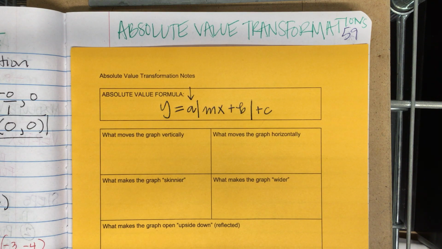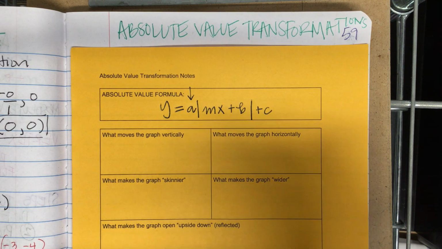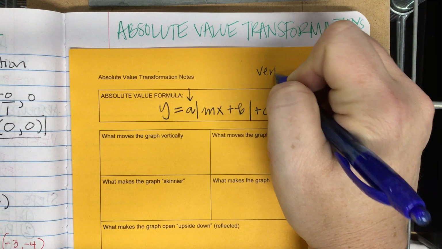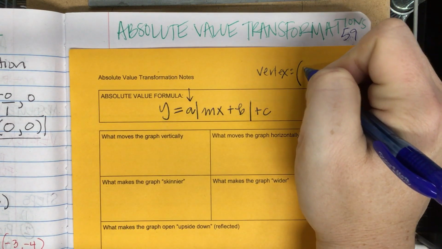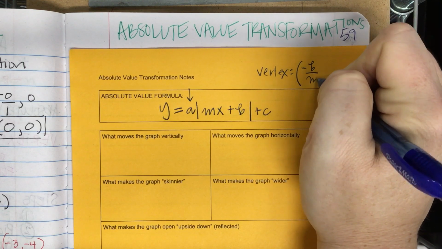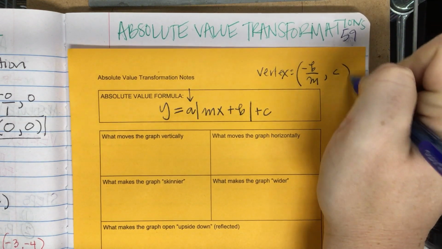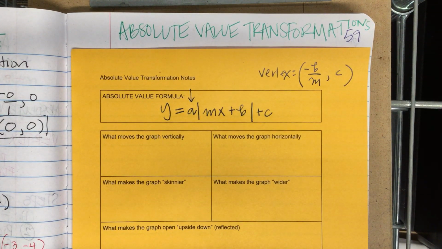What's the formula for the vertex? Negative b over m, comma c. Perfect. Just throw that in there, right? These are the things we need to have in our brains so that we can remember how to graph or how to find the vertex or make a comparison to the parent function.